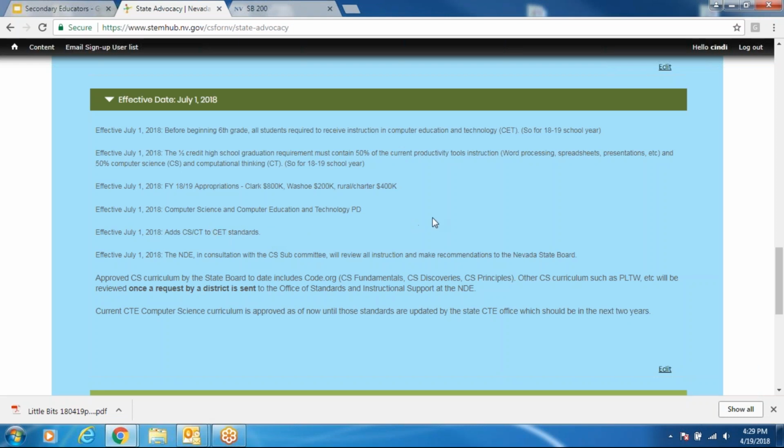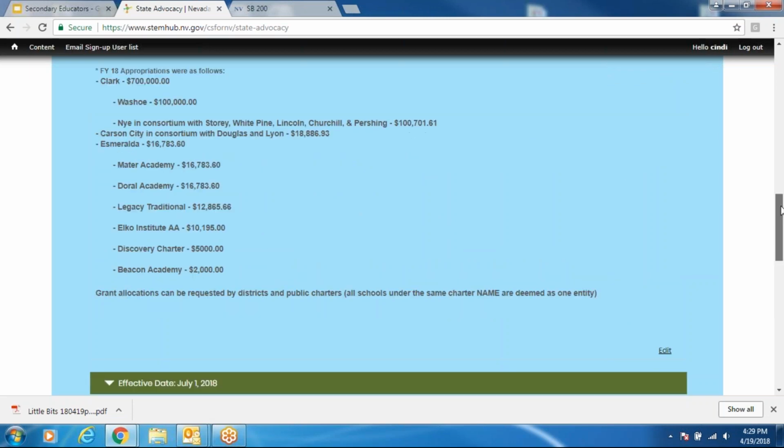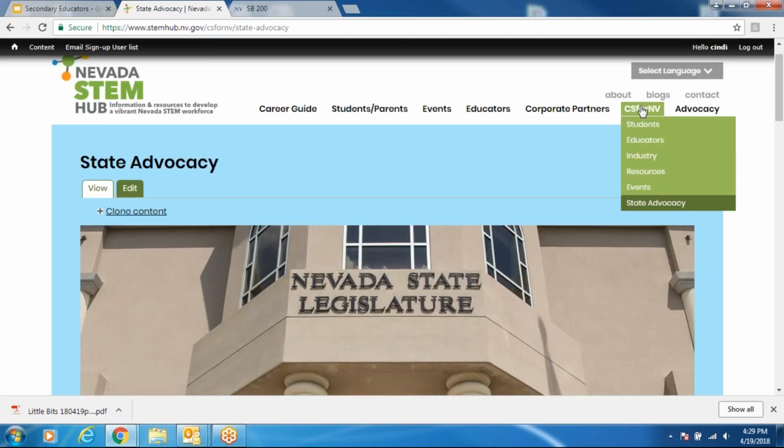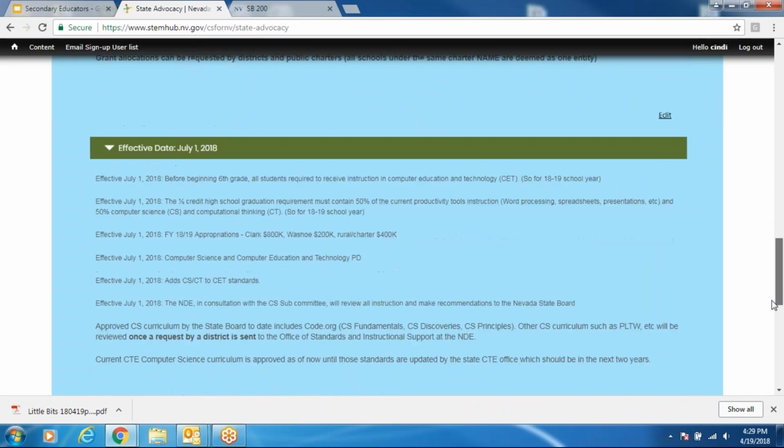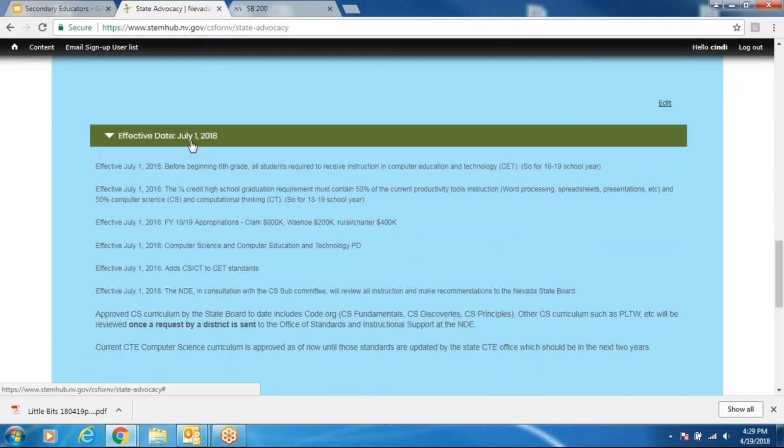Oh, sure. Tony is asking where on the website tab I am right now. I am on the state advocacy. So if you go up to the head menu on here, down to state advocacy, and then you go down to effective date, this coming July 1st, 2018. Thank you.